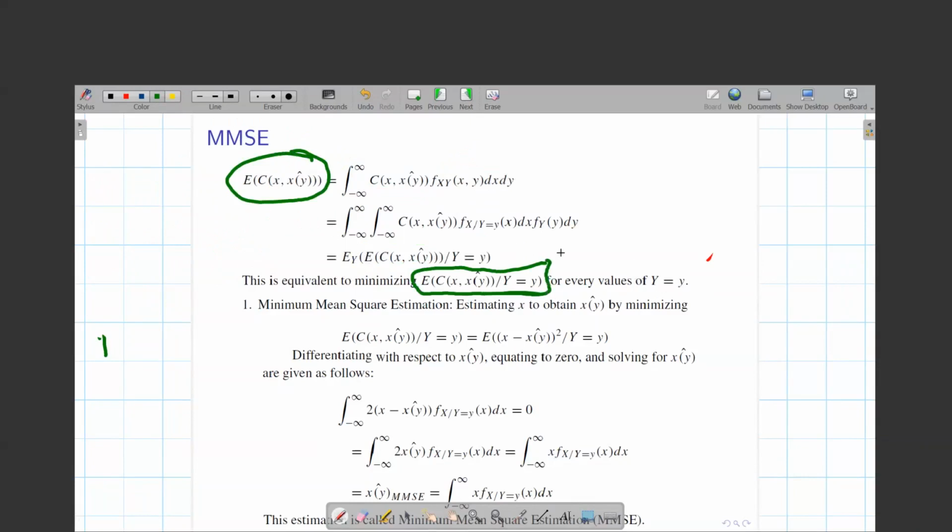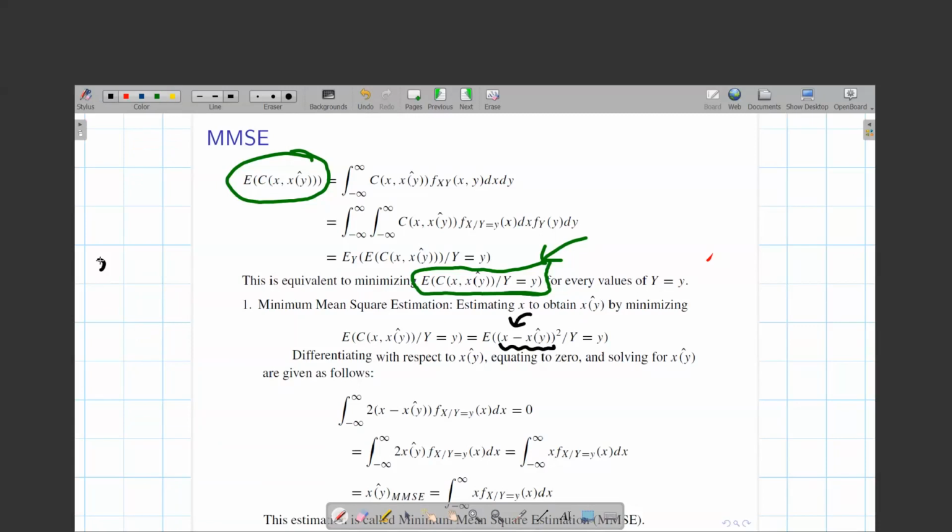If I try to minimize this alone, that is enough for us. For every value of y, if I try to minimize this conditional expectation, you are through. And depending upon the cost function, we are going to have different estimations. That's what we discussed last class, about three different ways of estimation. Here the squared error is given as a cost function.